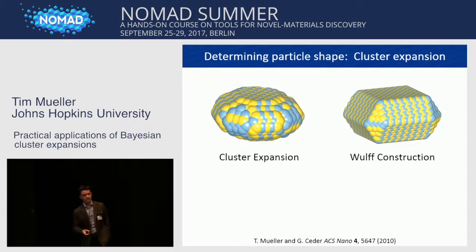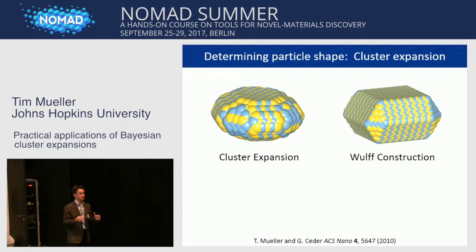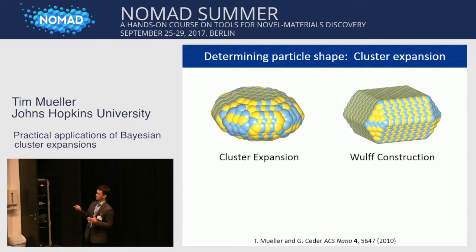I get something like this if I use a cluster expansion. Now people had looked at this with a Wulff construction before, and this is the way that we traditionally try to figure out what particle shapes are. The challenge with a Wulff construction is you basically have to guess a priori what the low energy surfaces are. If you look at what people have thought were the low energy surfaces, you get something like this for a Wulff construction, which is close, but there are some substantial differences.